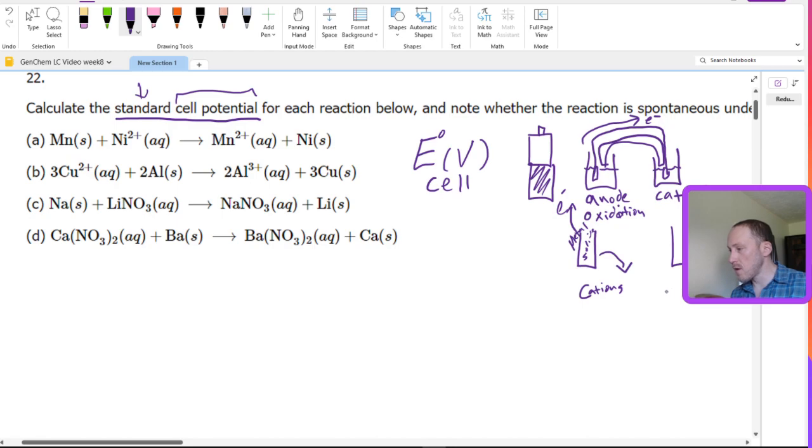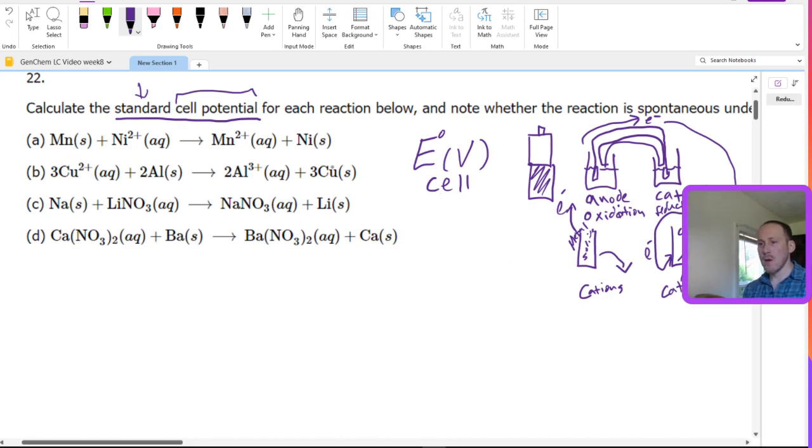Here we have cations that basically get glued on to the cathode with the electrons that came off the anode. So this is where reduction happens. So that is what we're talking about when we're talking about a cell.